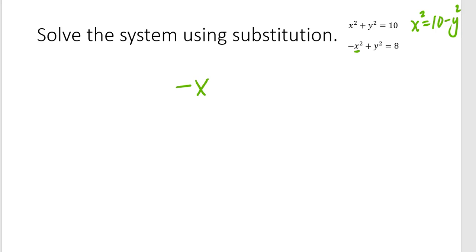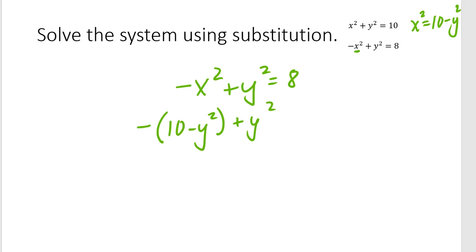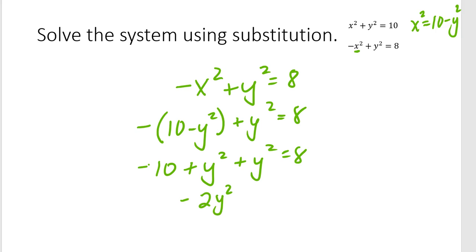So instead of negative x squared plus y squared is equal to 8, I'm going to replace that x squared with 10 minus y squared. And now I'm going to just distribute this out, the negative. And I'm going to combine like terms. And I'm going to add 10 to both sides.